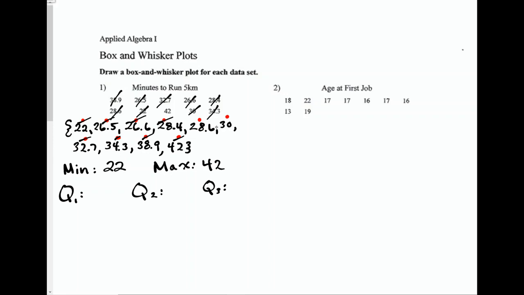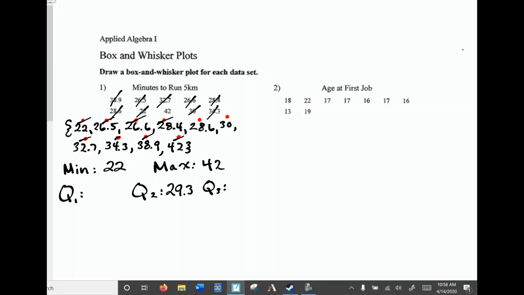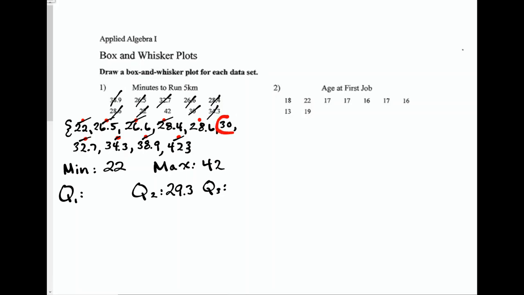So if I take the average of 28.6 plus 30, 28.6 and 30 divided by 2 is 29.3. So that will be my median.